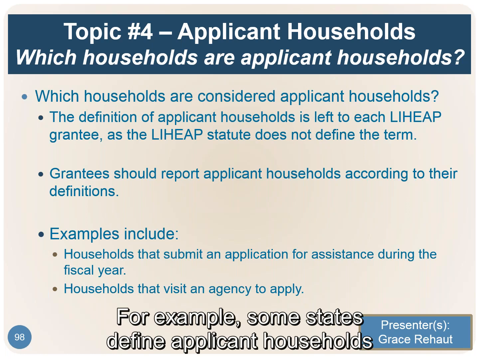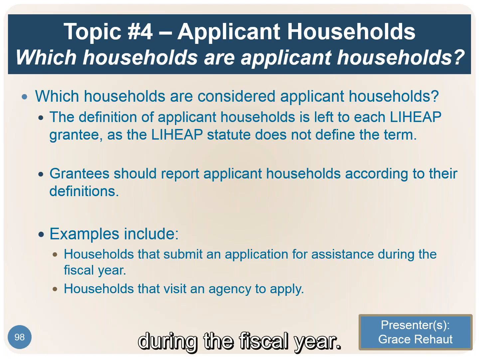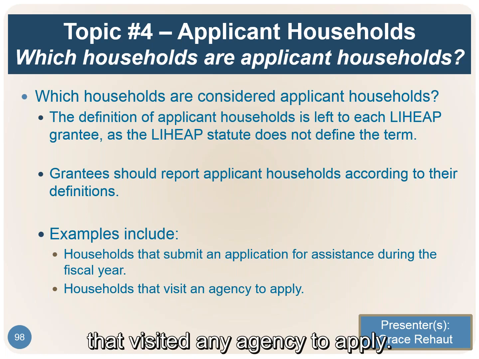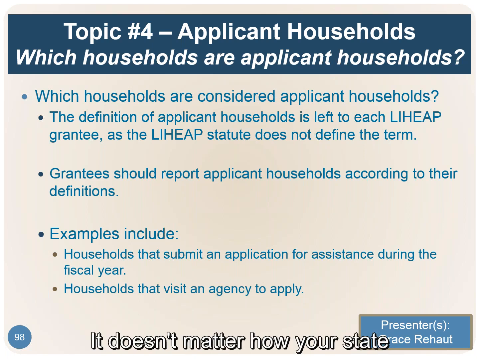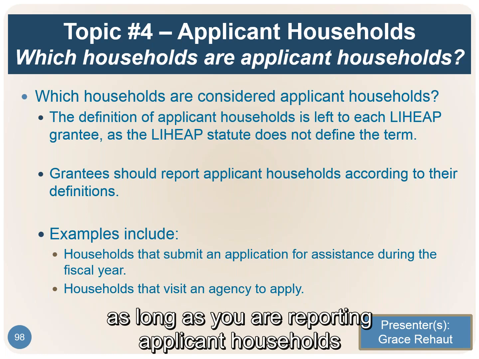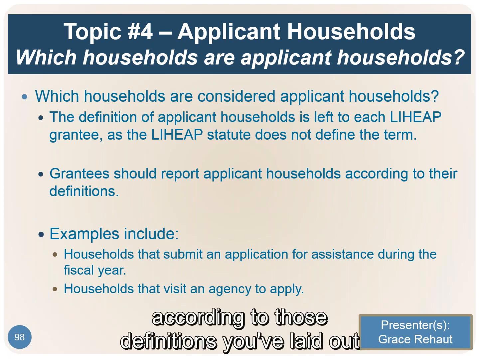For example, some states define applicant households as those that submitted an application for assistance during the fiscal year. Other states define applicants as households that visited any agency to apply. It doesn't matter how your state defines applicant households, as long as you are reporting applicant households in sections 4 and 5 of your report according to those definitions you've laid out in your model plan.